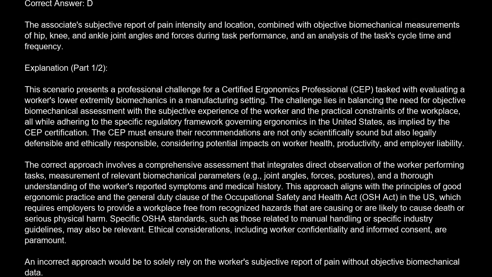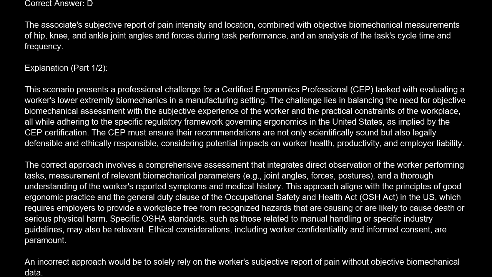Correct answer is D. The associate's subjective report of pain intensity and location, combined with objective biomechanical measurements of hip, knee, and ankle joint angles and forces during task performance, and an analysis of the task's cycle time and frequency. Explanation. This scenario presents a professional challenge for a certified ergonomics professional, CEP, tasked with evaluating a worker's lower extremity biomechanics in a manufacturing setting.